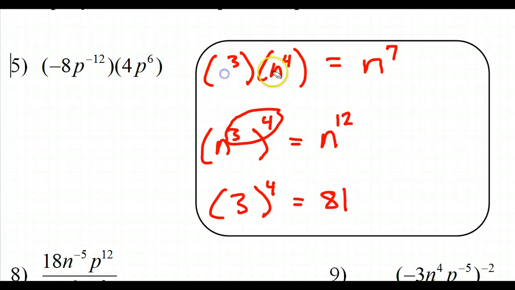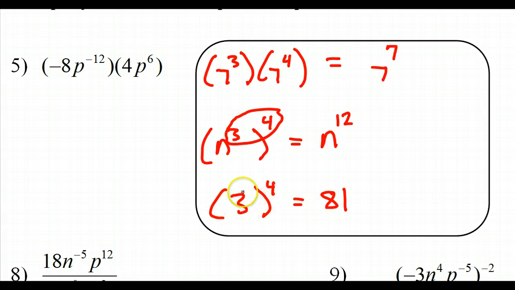Please understand that if these were actual numbers, like say 7s, we will not multiply these 7s together and suddenly get 49. Just like when they were n's, we had n, and it stayed n. When it's a 7, that base doesn't change. 7 to the 3rd power times 7 to the 4th power is 7 to the 7th power. Okay?